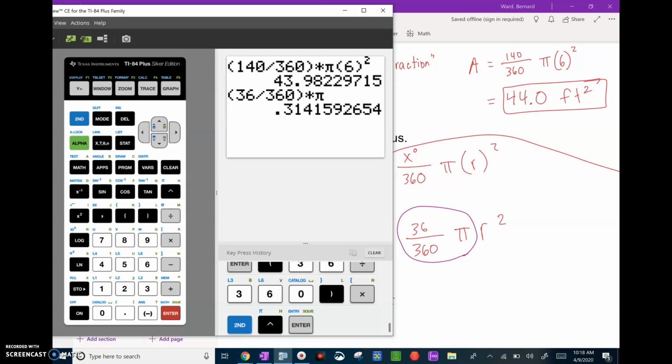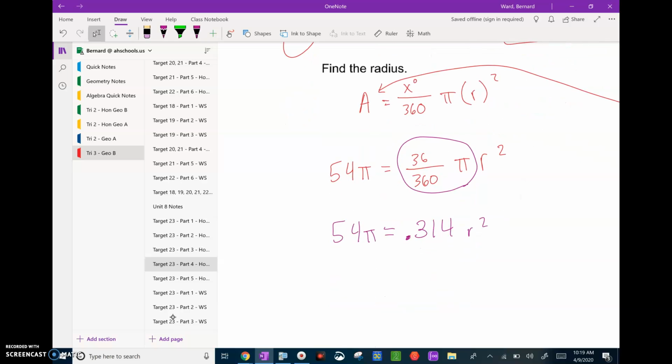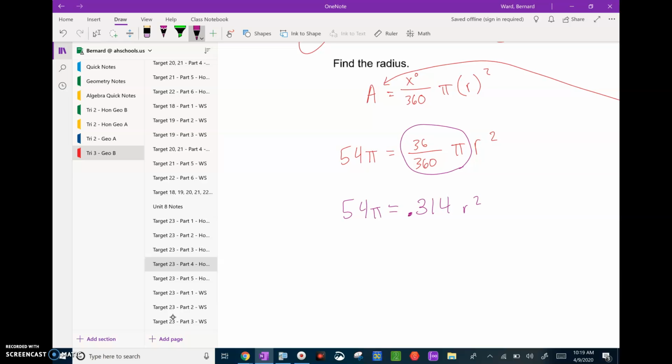And so that's going to give us 0.314, let's say. So this is less than 1, 0.314. That's what the purple circle equaled. We still have our r squared on the end. Now, we still have 54 pi over here as well. We have not touched that. But now we can start solving for our r squared because there's just a number in front of it. And so we're going to divide both sides by that number. Divide by 0.314 on both sides. And so when I do that, the 0.314 on the right cancels out, leaving me with just r squared.